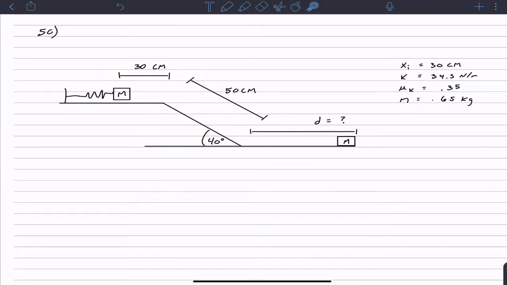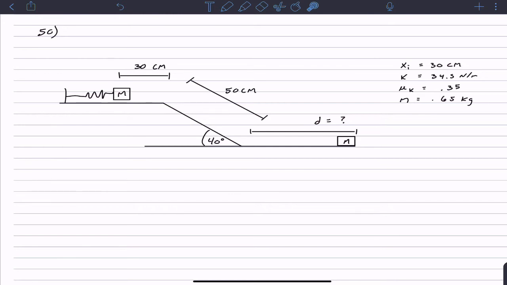So we're given that there's a block and we've compressed the block against a spring 30 centimeters, right? This thing is going to take off. So it's going to have some velocity here. Then it's going to slide down this hill, which is at a 40-degree angle from the horizontal. It's going to slide down the hill, and then it's going to continue sliding in this direction for some distance. We don't know what. And that's what we want to determine, is how far it's going to slide over here.